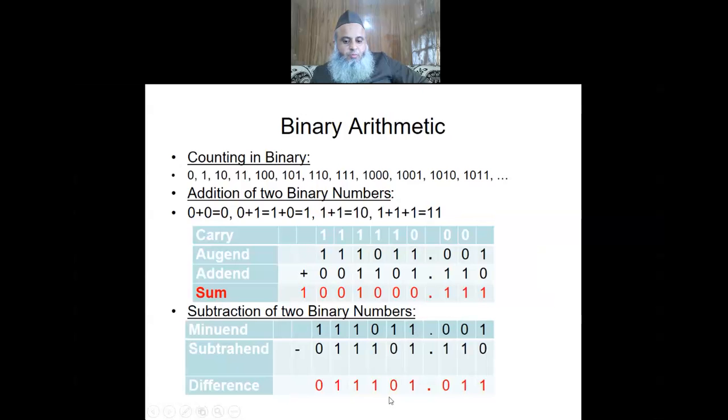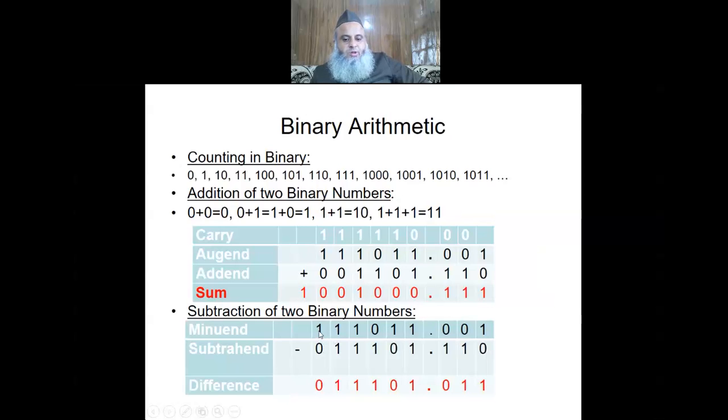Now 1 plus 0 will be 1. No carry. 1 plus 1 will be a 0 with a carry 1. 1 plus 1 plus 1 will be 1 1. So a 1 here and a carry 1. So 1 plus 1 plus 1 will be 1 1, so a sum 1 here and a carry 1. And 1 plus 1 plus 1 plus 0 will be 1 again.